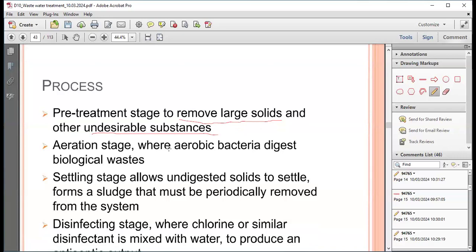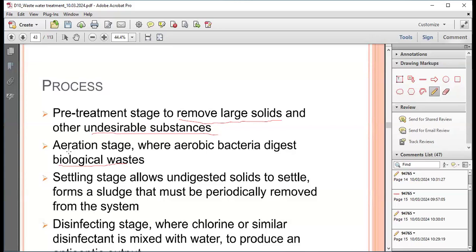What does aerobic bacteria mean? Aerobic bacteria means the bacteria consume the oxygen gas from air. It can grow. So aerobic bacteria digest the biological waste.